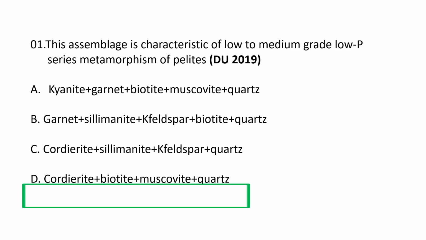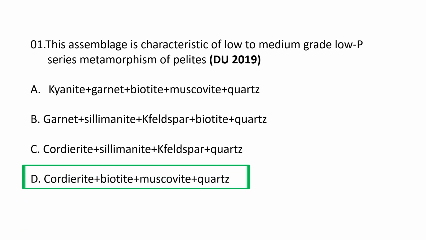The assemblage which is characteristic of low to medium grade, low pressure series of metamorphism of pelites is cordierite, biotite, muscovite and quartz. So this mineral combination is commonly found in the Buchan facies series, which is defined by a low pressure, intermediate to high temperature gradient, leading to the formation of specific minerals like cordierite and often andalusite as the temperature increases in pelitic rocks.